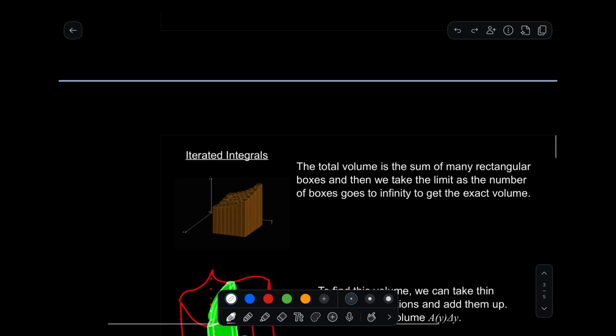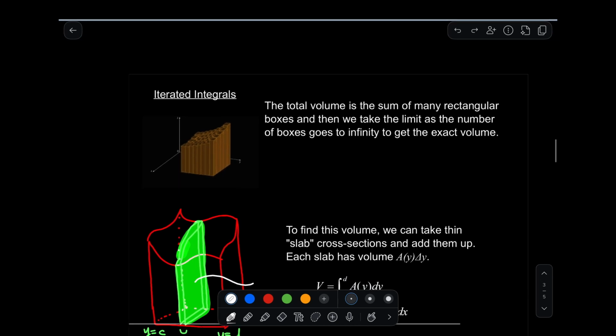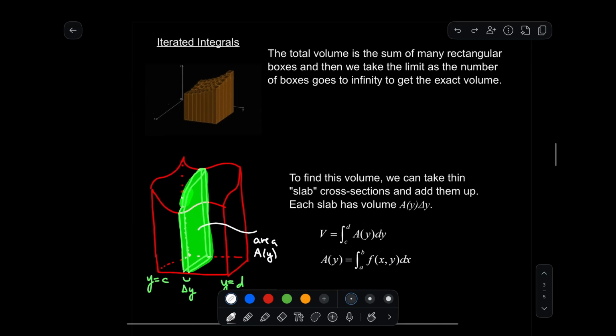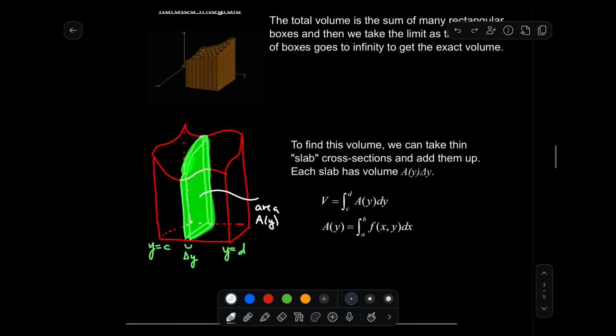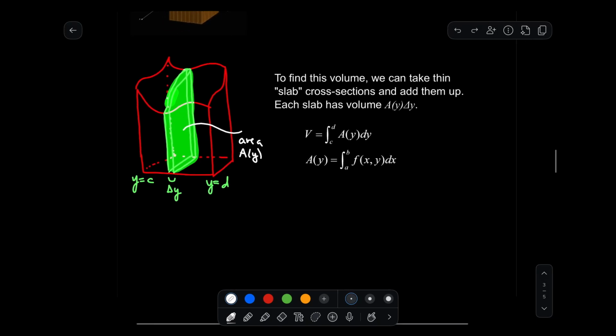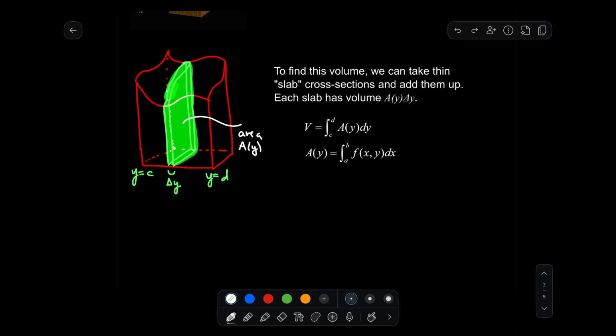And in fact, we're just going to go down to the next example right here. We have iterated integrals, where we have, again, the total volume is the sum of many rectangular boxes, and we take the number of boxes to infinity. The same idea with the rectangles in 2D. And we can also just do this trick of taking these infinitesimal slabs of delta y to get A of y dy, right? And then we can get our value as well from there.